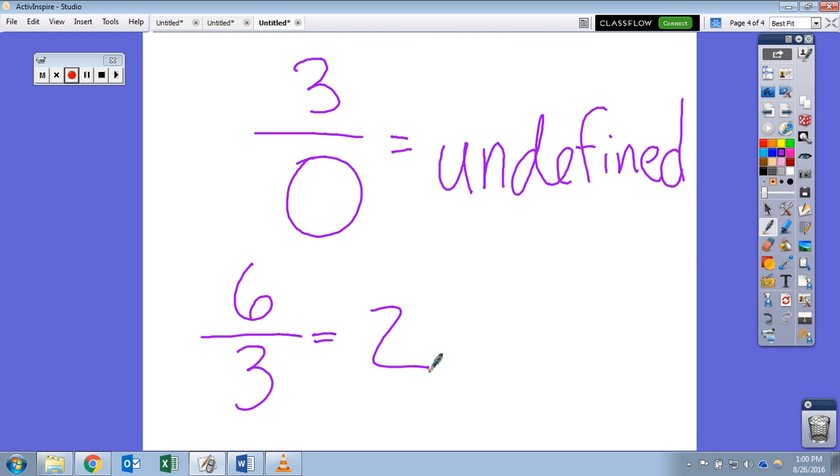Don't get mad. We'll get there. Why is 6 divided by 3 2? Because 3 can go into 6 2 times. Okay. So 3 divided by 0 is what? 0, because 0 can never go into 3. So it would be just plain 0.